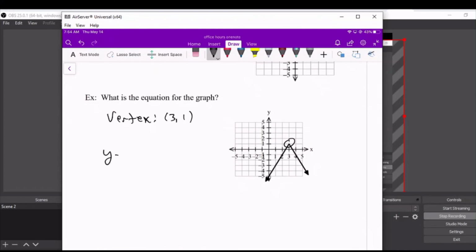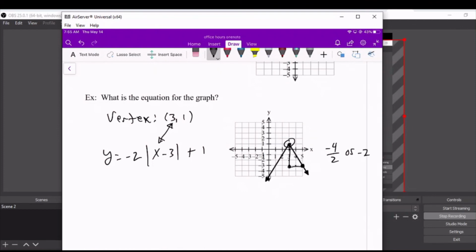So my equation is going to look like it's a V shape, so absolute value, x minus 3, plus 1. And that way the vertex matches up. And then I just need the steepness. So I'm going to pick another point here that's on a grid mark. So that one and that one. And it looks like I go down 1, 2, 3, 4. So down 4 and over 1, 2, down 4 and over 2. So -4 over 2, or let's just call that -2.